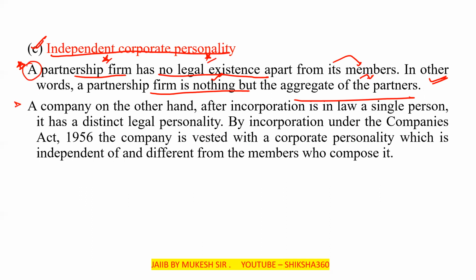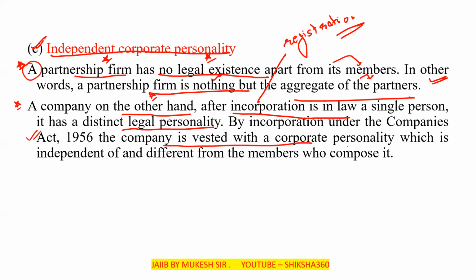On the other hand, a company, after incorporation, that means after registration, is in law a single person. It has a distinct legal personality because it is registered under the Act. By incorporation under the Companies Act 1956, the company is vested with a corporate personality which is independent of and different from the members who compose it.